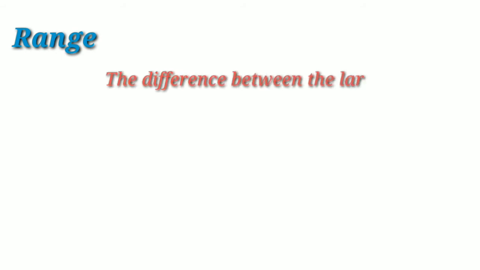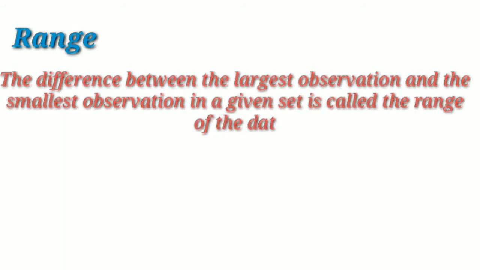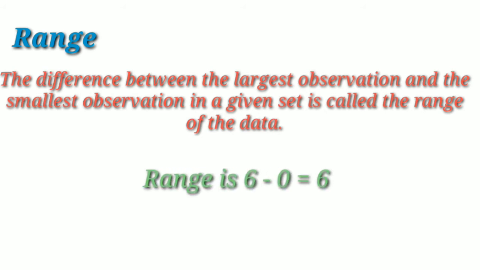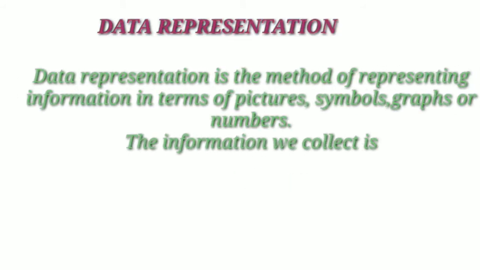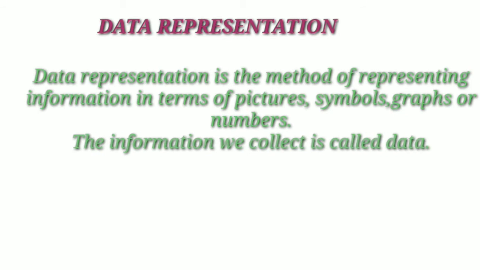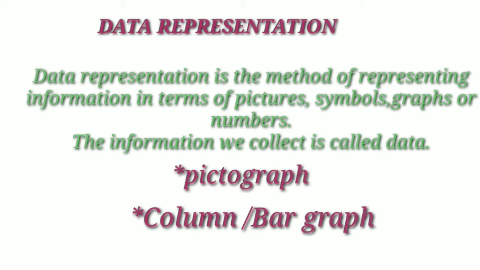Children, what do you mean by range? The difference between the largest observation and the smallest observation in a given set of data is called the range of the data. Data representation. Data representation is the method of representing the information in terms of pictures, symbols, graphs, or numbers. The information we collect is called data. The two most popular ways of representing the data are pictograph and column graph, also known as bar graph.